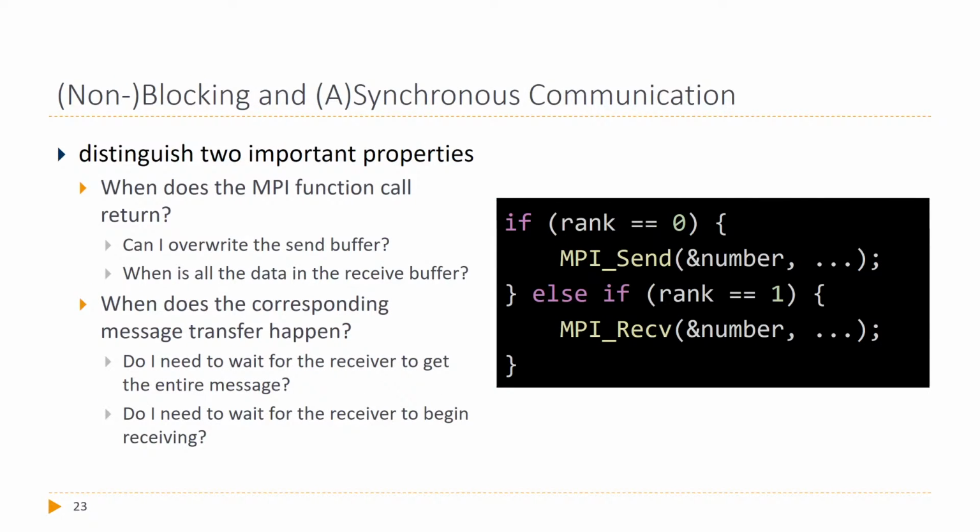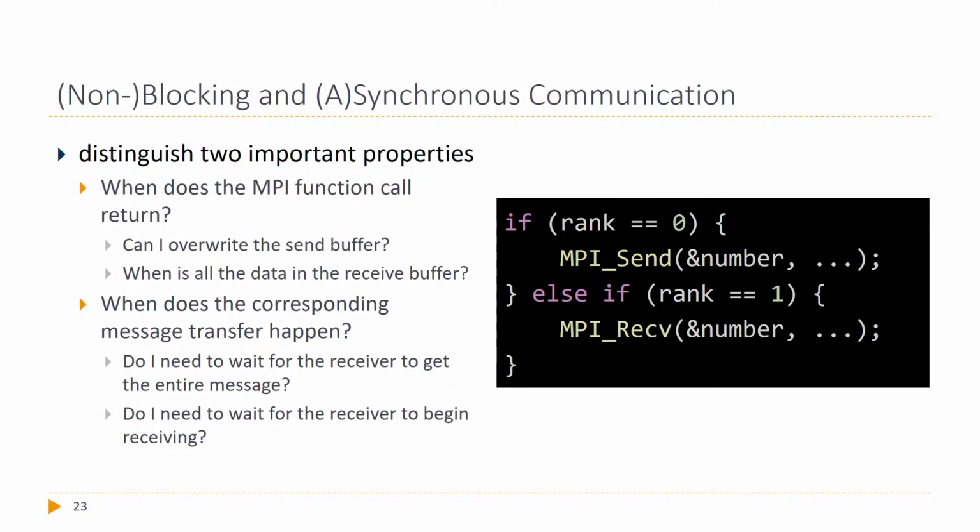Now, regarding blocking and non-blocking and synchronous and asynchronous communication, I told you that this is quite difficult to get right, and the most important aspects here to differ between, because they're not the same thing, is when does an MPI function call return, and when does the corresponding message transfer happen? And these are not necessarily directly related.